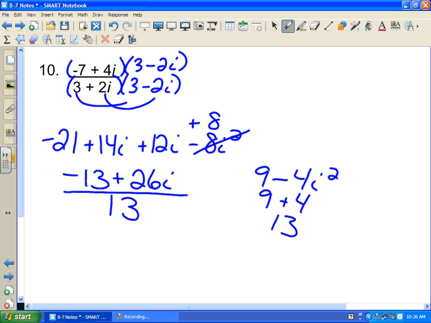These are nicer than radicals because they always simplify really well. Radicals sometimes you end up with crazy answers. Negative 1 plus 2i. Okay, divide everything by 15. Great job.